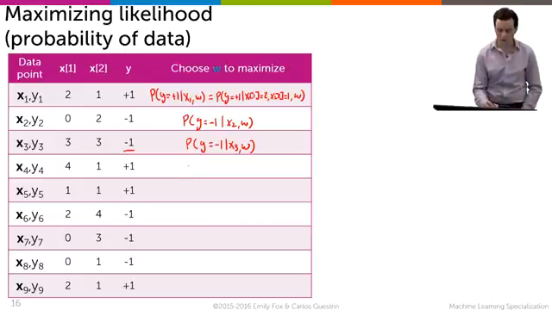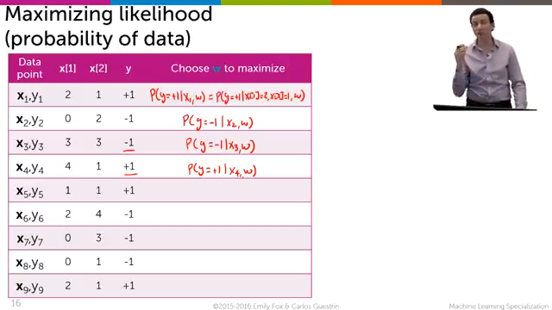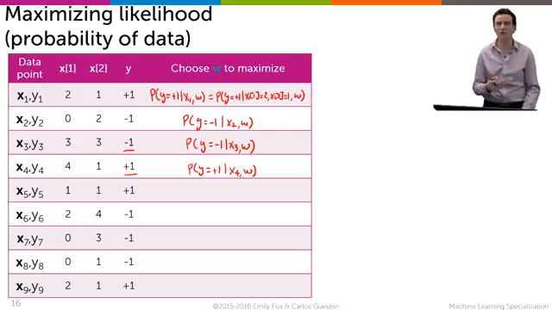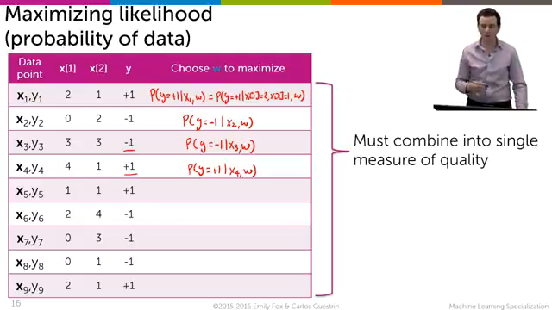For the fourth one, we're trying to make the probability that y is a positive example, so y equals +1 given x4 and W, as large as possible. So for the positive examples, we're trying to make the probability that y equals +1 as big as possible. For the negative examples, we're trying to make the probability that y equals -1 as big as possible, which is pretty natural. And we want to do that for each and every one of those examples.